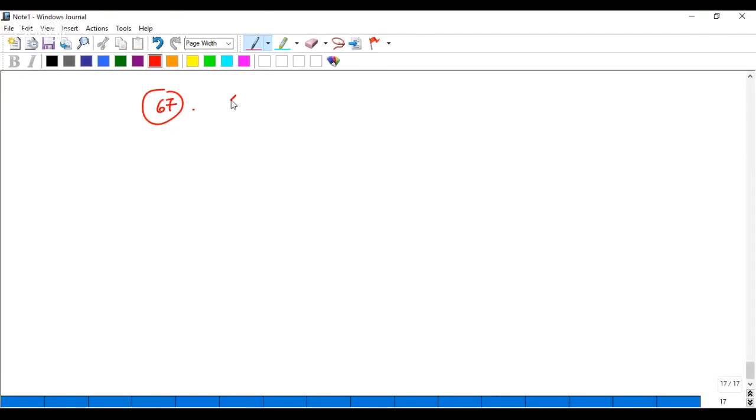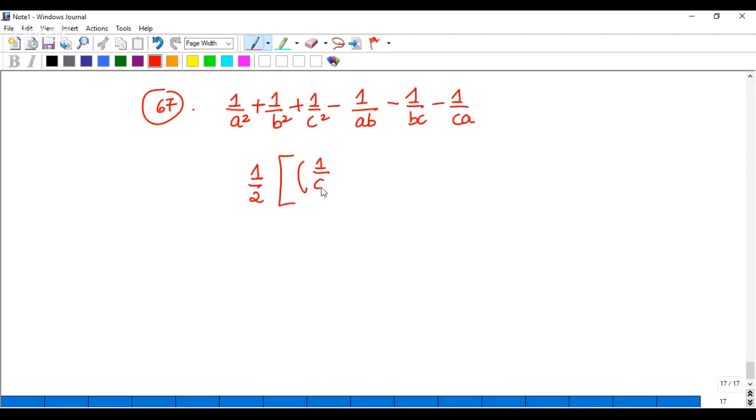67th. You're asked for the value of 1 by a square plus 1 by b square plus 1 by c square minus 1 by ab minus 1 by bc minus 1 by ca. It's the same as half of 1 by a minus 1 by b whole square plus 1 by b minus 1 by c whole square plus 1 by c minus 1 by a whole square.